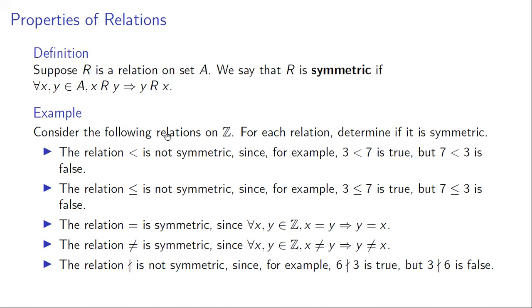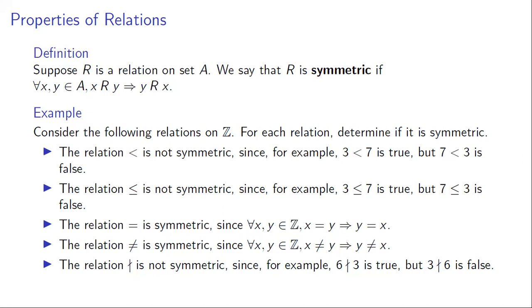So what do we have here? What I've just given you is a case where the if part is true. 6 does not divide 3. That's the if part, that's true. And yet 3 does not divide 6 is false. So the then part is false. So this is the counterexample, and it shows us that this fifth relation here is not symmetric.